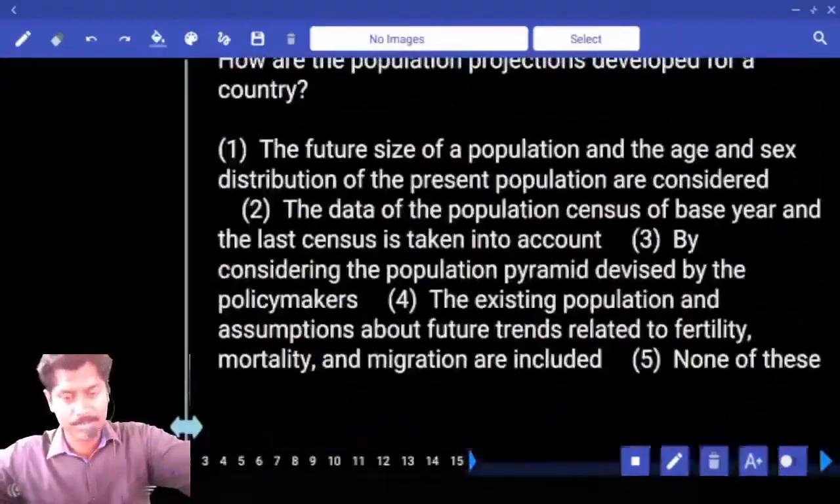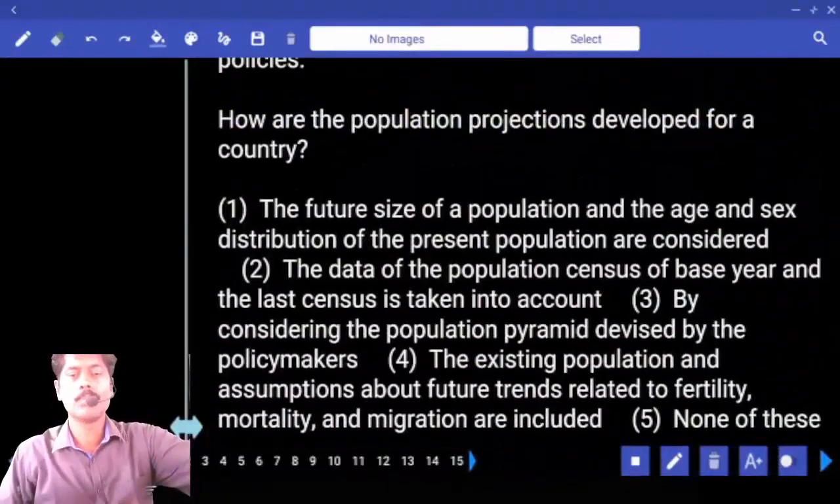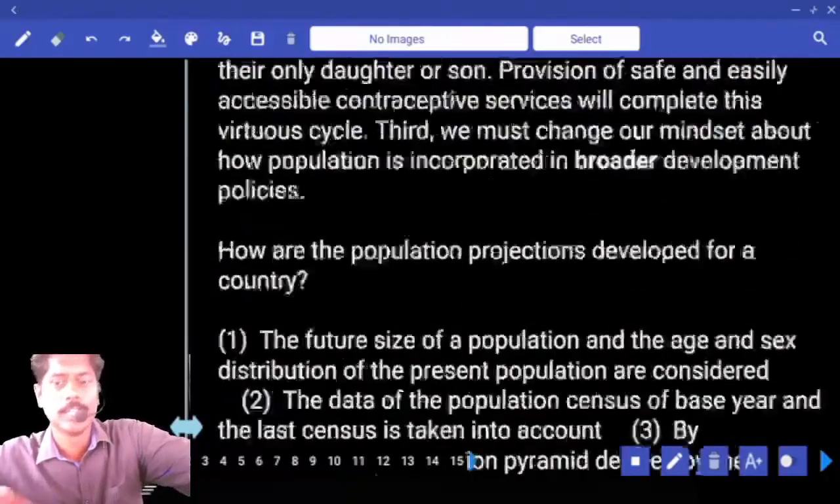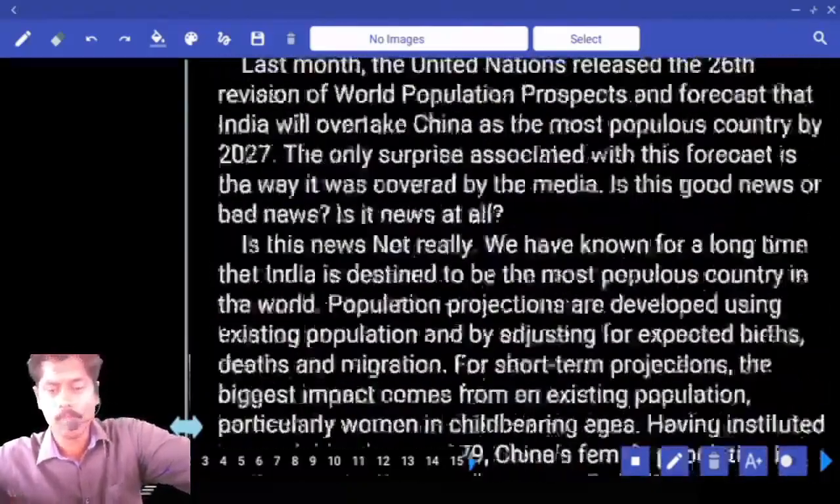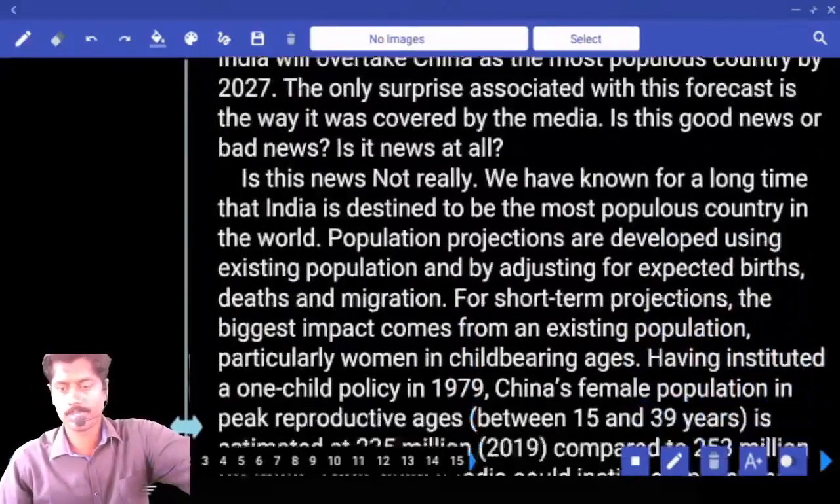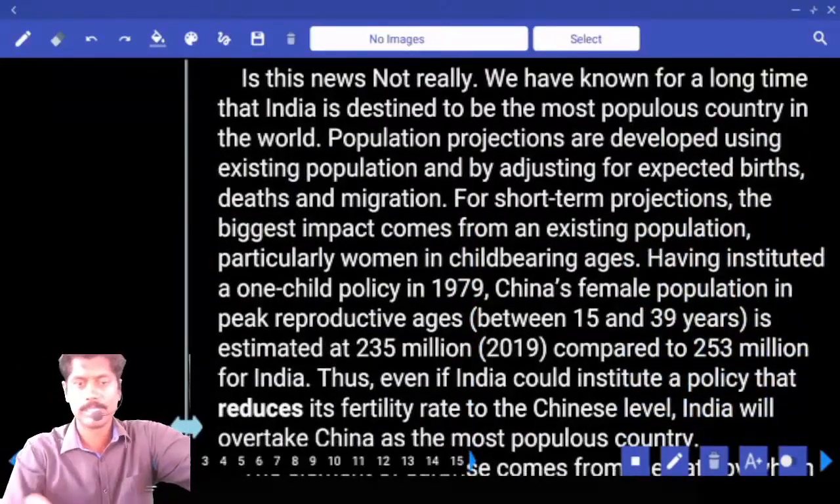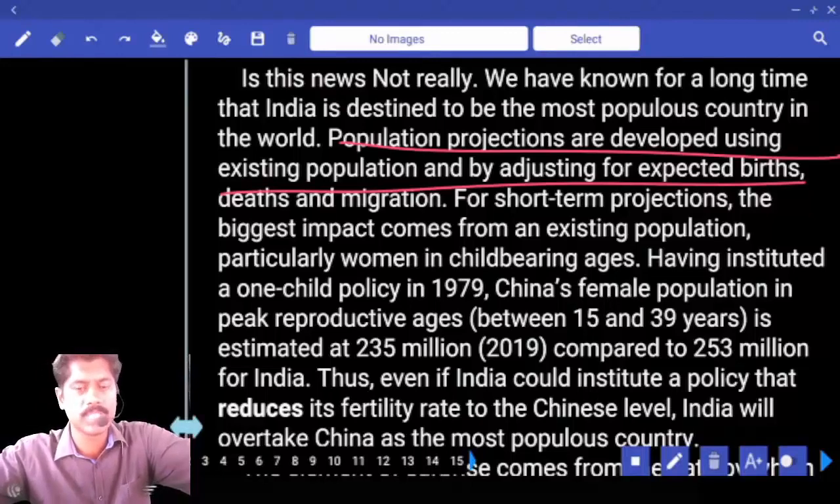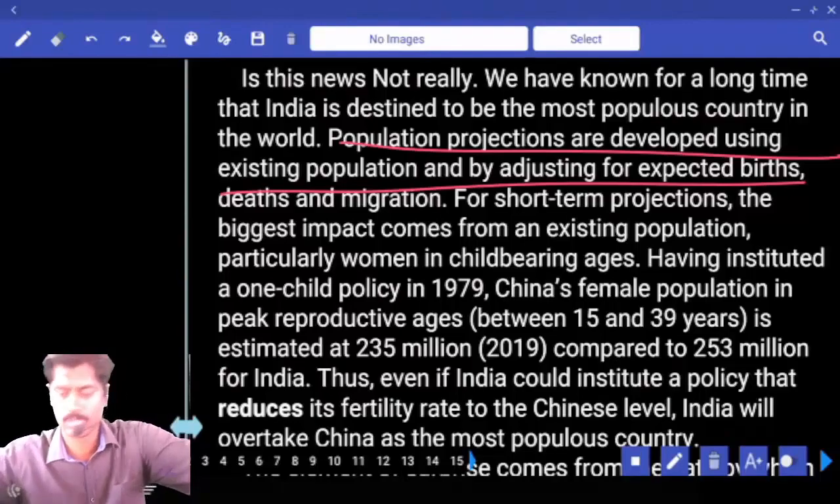Comprehension passage question. What are the population projections developed for a country? So for a country, how is population projection done? Where is it? Is it the second paragraph? Look at the second paragraph, third line. Population projections are developed using existing population and by adjusting for expected births, deaths, and migrations.